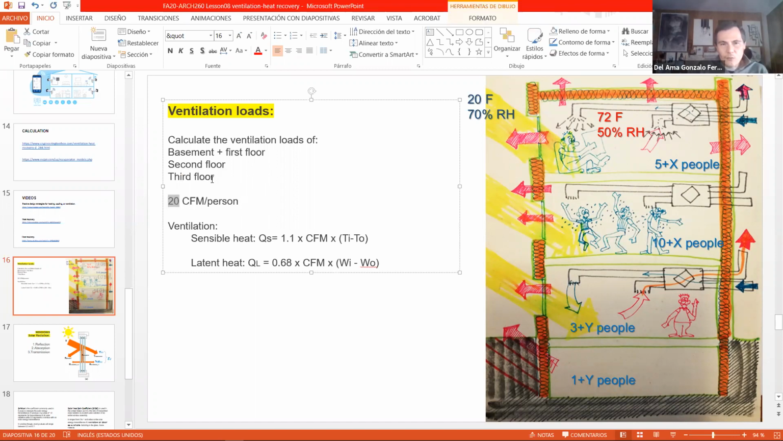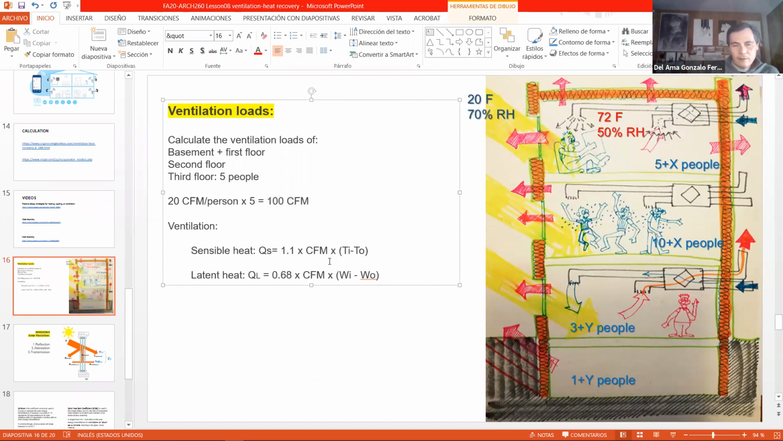Okay, so imagine that we are working on the third floor. On the third floor, let's say that we have 5 people. Then 20 CFM per person times 5, so this is 100 CFM. Okay, then you have to do the same with the second floor and the basement and the first floor. But so far we have 5 people times 20 CFM per person, it is 100 CFM. And then we have to calculate the ventilation load, sensible and latent ventilation load.